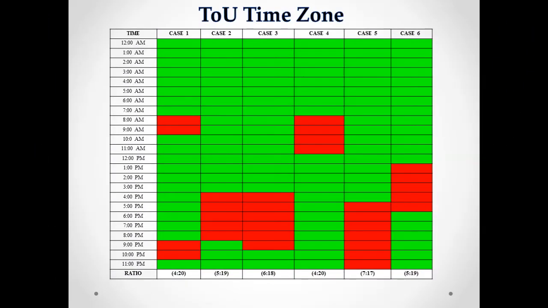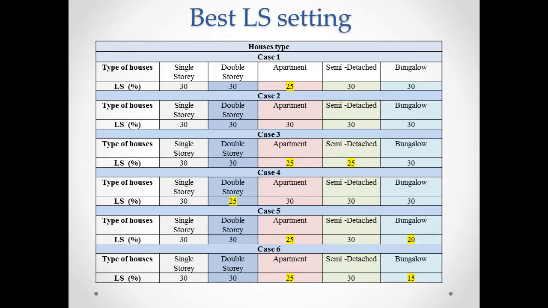This is the time zone design for case 1 until case 6. The on-peak time is usually 4 hours until 7 hours depending on the country. The longer the off-peak zone, the more potential in cost reduction. The time partition from these cases is 2, 3 or 5 partitions. The different partition will give a different formulation. This is the summary of the best load shifting setting to achieve the best cost reduction. Majority is in 30% setting, but as you can see, sometimes 25%, 20% and 15% also give the best cost reduction.